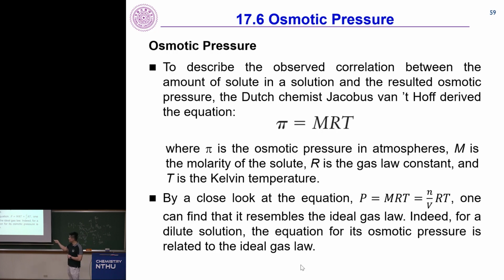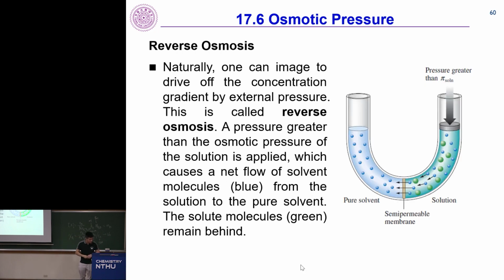PV equals nRT, divide both sides by V. Then you have n divided by V, which is molarity. Then pi equals molarity times RT. That is for osmotic pressure. And of course, if we apply pressure on the other side high enough, we can do the opposite. That is, we can push solvent from a solution into a pure solvent. And why is this important? You can imagine if you want clean water, you can actually use this.